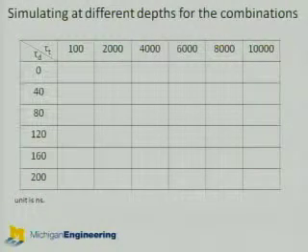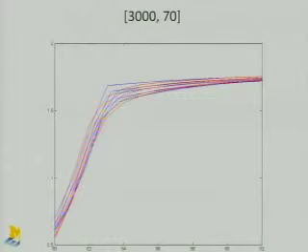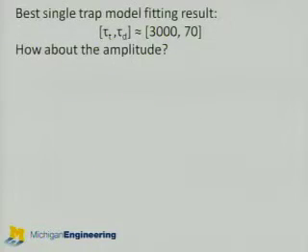Then I simulate at different depths for the combinations listed below. What's the result? The blue block gives me good fitting results, but the red block can't. Then with a more precise pattern, I got the results listed here. It's 3000 nanoseconds for the trapping time and 17 nanoseconds for the detrapping time. This will give me the fitting results in this plot. So this is the best single trap model fitting result.